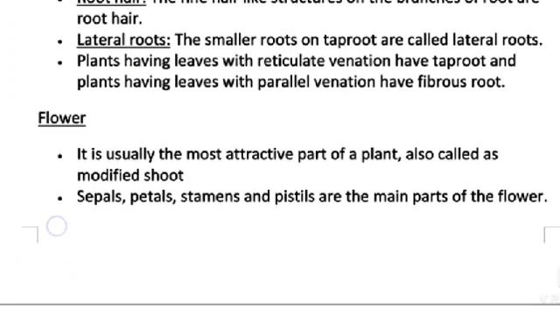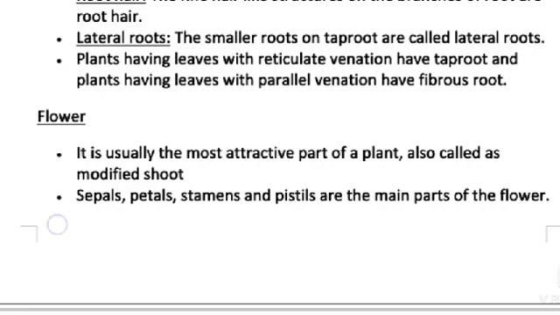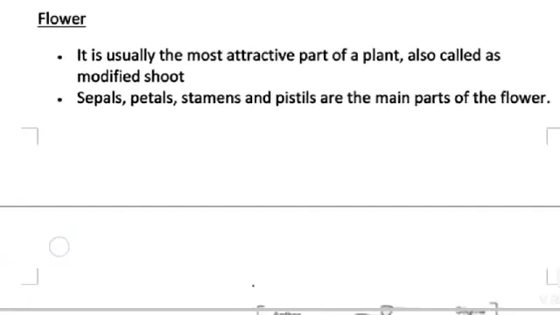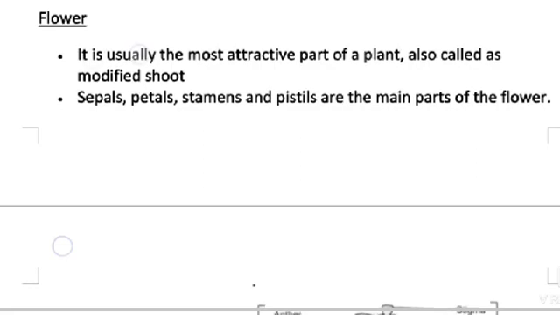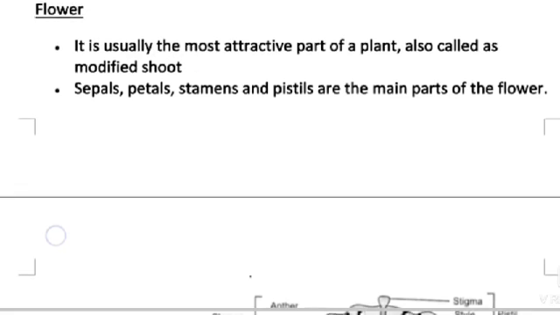Plants having leaves with reticulate venation have taproot, and plants having leaves with parallel venation have fibrous root. Flowers. It is usually the most attractive part of a plant, also called a modified shoot.